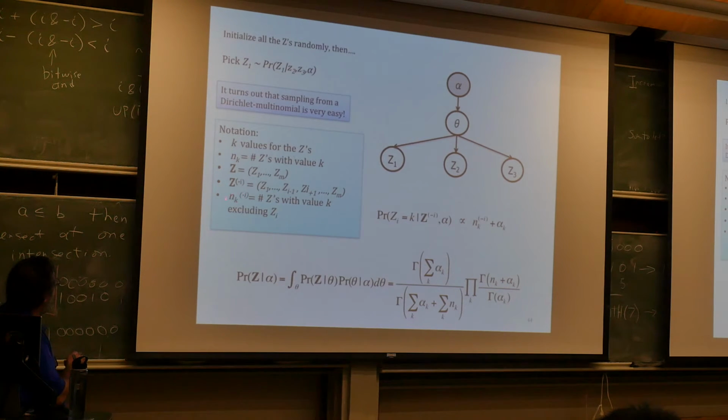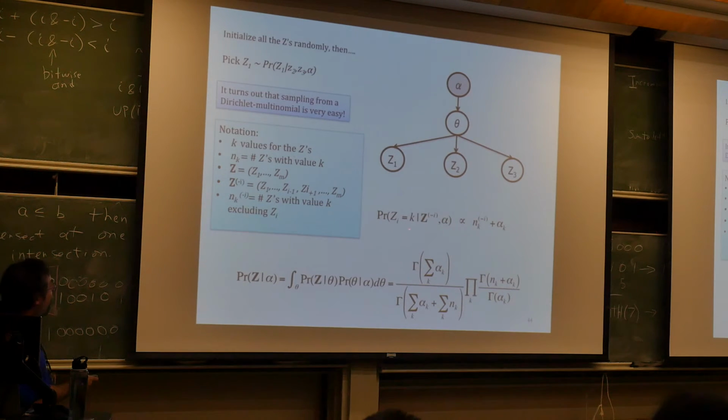And this is the number of z's that have value k, excluding z_i. So let's see, if this one has value 1, this one has value 1, and this one has value 1, then to figure out the value here, I add up those values, which would be 3, and I subtract this one. So the right answer would be 2. This is the number of z's that have that value, excluding the ith one.